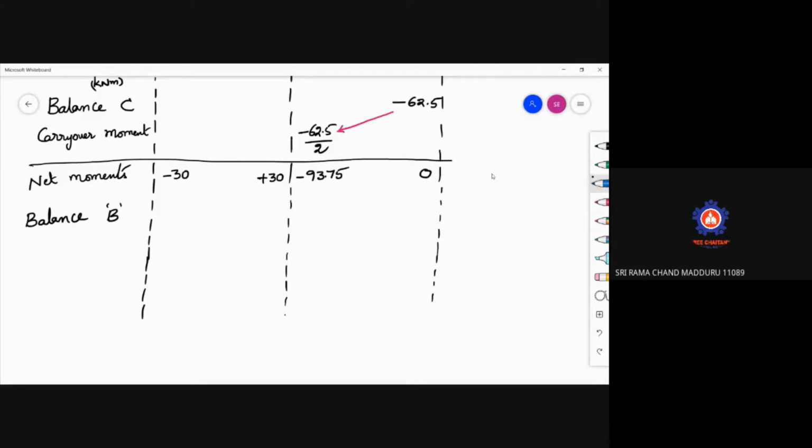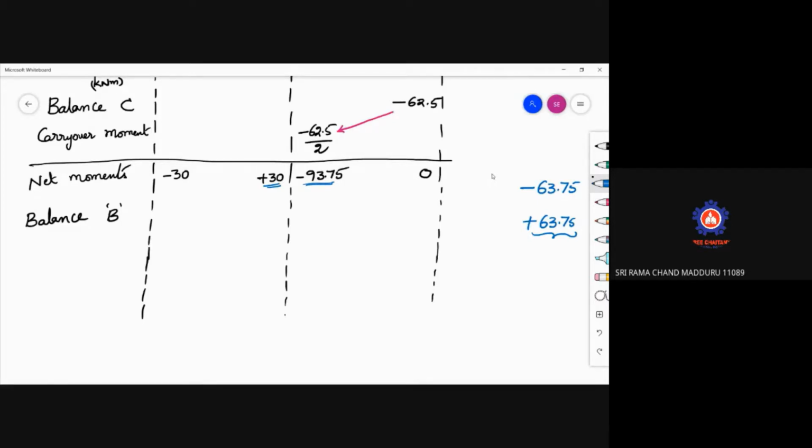So the difference here is plus 30 minus 93.75, and the difference is minus 63.75, and this is negative. So you have to take the opposite sign, which is plus 63.75. Just check it once again. Plus 30 is there, and minus 93.75 is there. As per joint conditions, both should be equal numerically, and when you add them they should be equal to 0. But here it is not equal to 0, and the difference between the moments is minus 63.75.